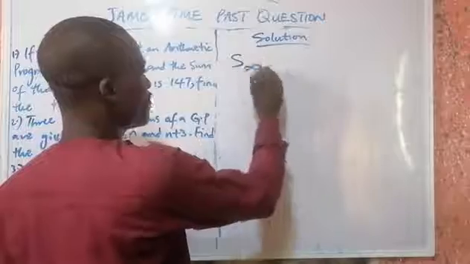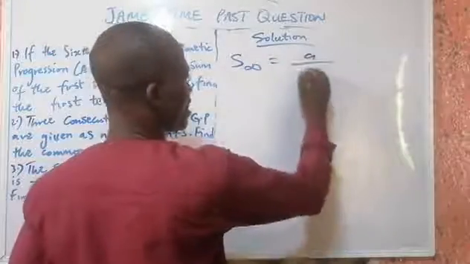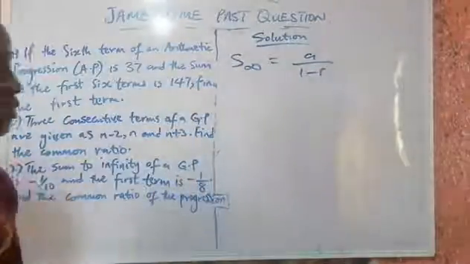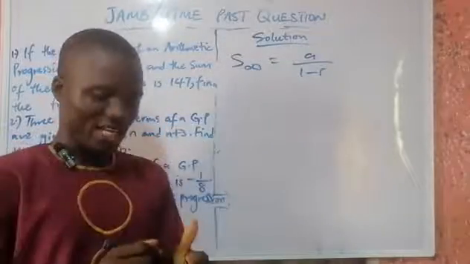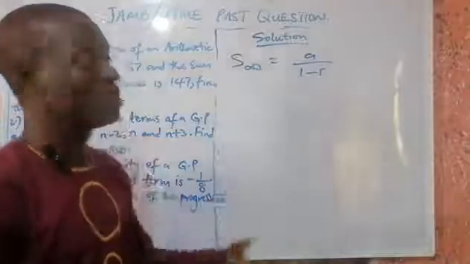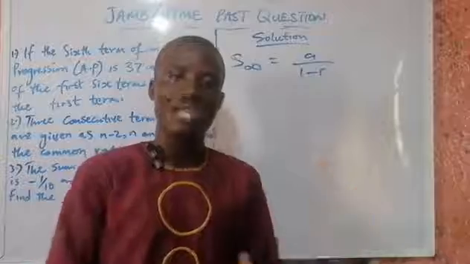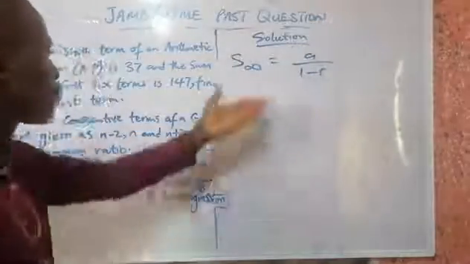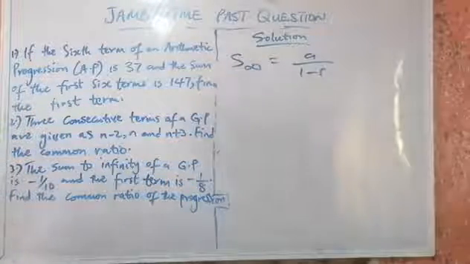So sum to infinity of a GP states that A over 1 minus R. Of course, you know that we have proven all this, but what you need as a Jambite is to have a snap, quick memory about the formula you need to apply. You can't begin to waste time trying to prove a formula that you are going to use, except they are asking you to. So what you need here is to have your formula, which is A over 1 minus R.